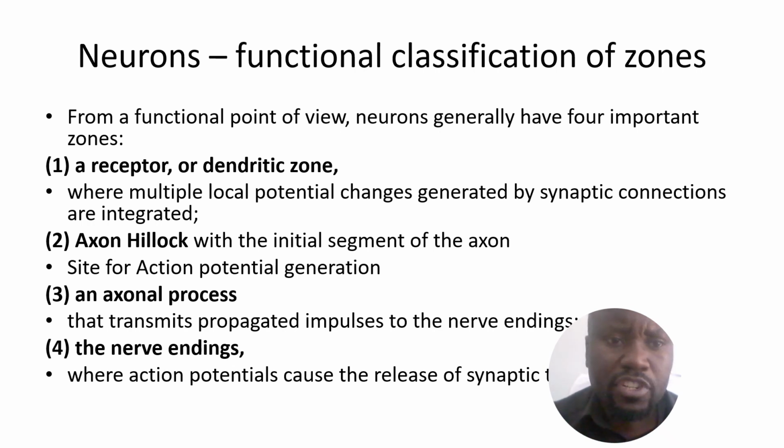The functional classification of the zones of the neuron. A typical neuron will have the receptive zone, where we have the dendrites and the soma. Then we have the axon hillock, where action potentials, or electrical impulses, are generated. Then we have the axonal process, the longer expansion, where we have transmission of impulses from the cell body to the terminal. But the axon is also important for transportation of materials to the terminal and away from the terminal. The nerve endings are the point of contact for the neuron to another neuron or to another tissue cell.